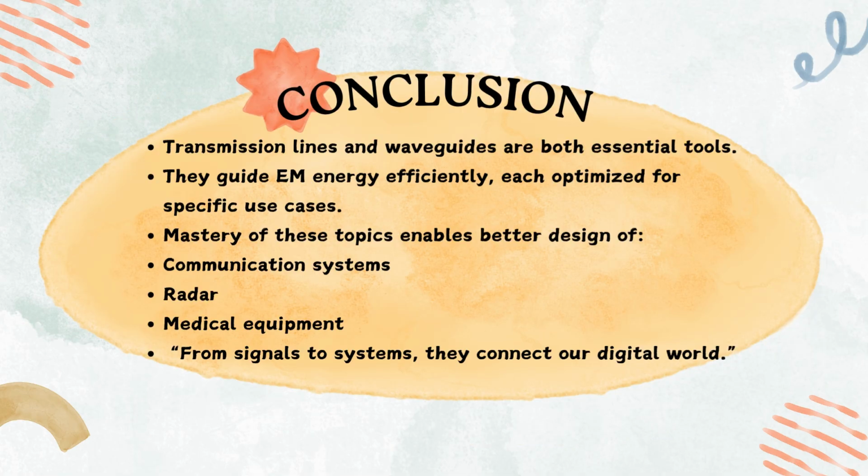So finally, we are at the conclusion. Both transmission lines and waveguides play essential roles in modern communication systems, radar, and medical devices. Transmission lines are perfect for low to medium frequencies, while waveguides are suited to high-frequency applications. Understanding both helps us to design more efficient systems that connect our digital world, from Wi-Fi to space communication.